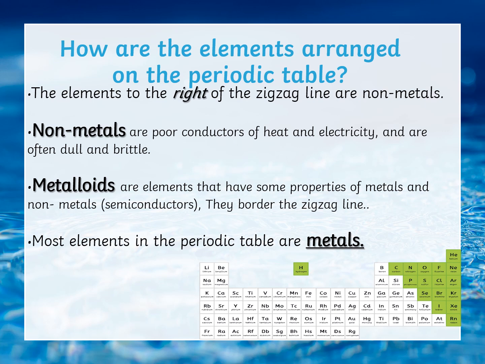The elements on the right are called non-metals. What are the properties of non-metals? They are poor conductors of heat and electricity. They are often dull and brittle, so they can easily be broken. The metalloids have properties of metals and some of the non-metals, and they lie along the border, the zigzag line. Also, most of the elements in the periodic table are metals.